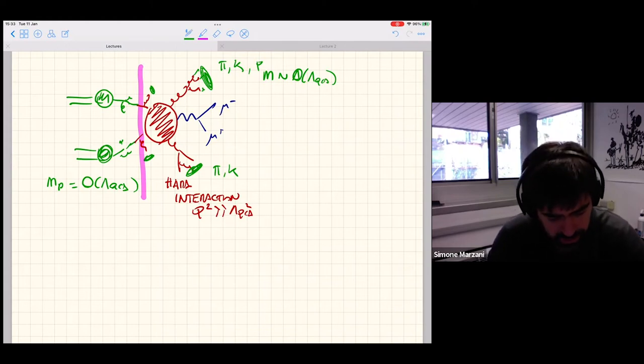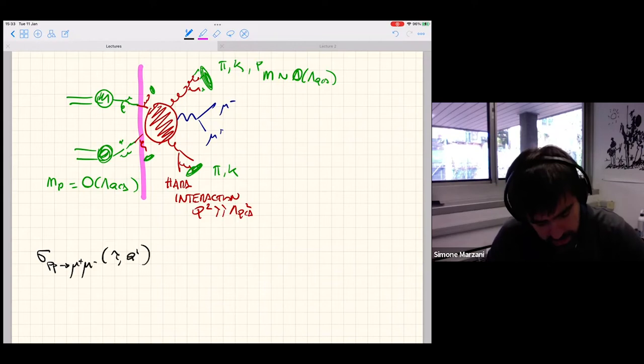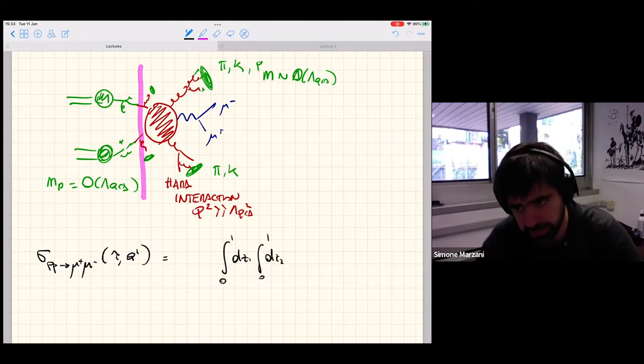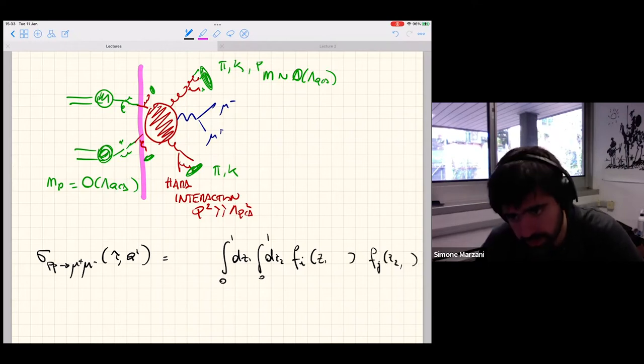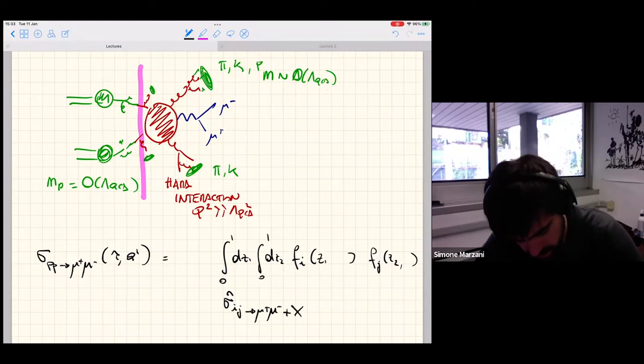And so if you wanted to write this picture in formula, the cross section for mu plus mu minus plus anything else can be written as the integral of dz1 dz2, from 0 to 1, of f_i(z1) f_j(z2) times the partonic sigma_ij, and this will be a function of tau.